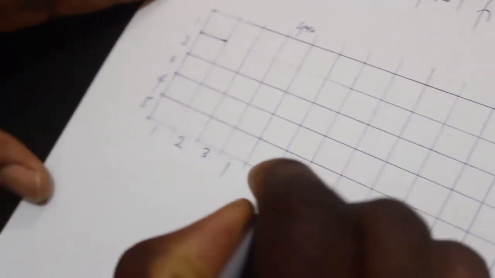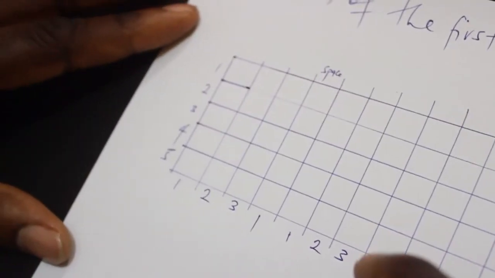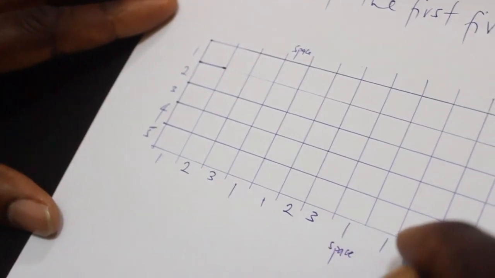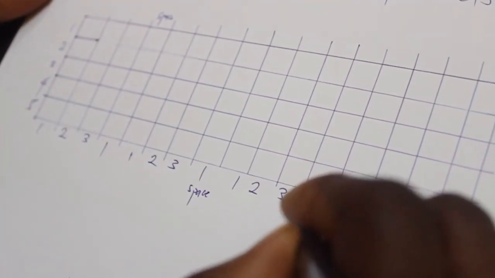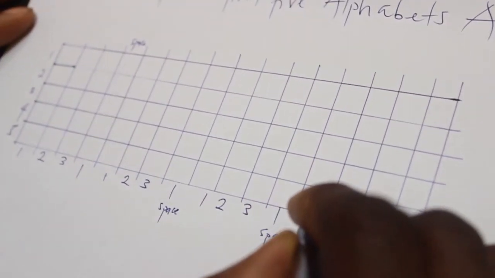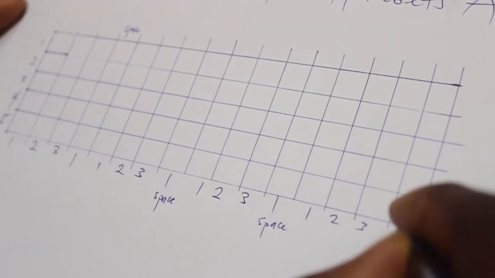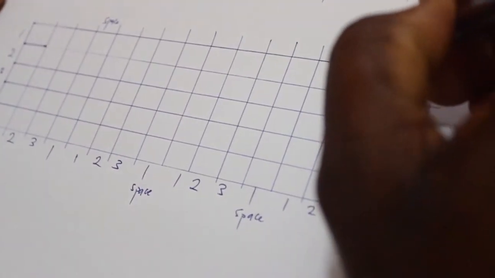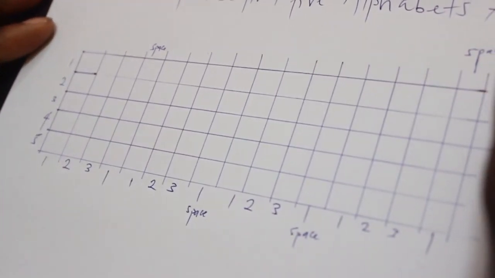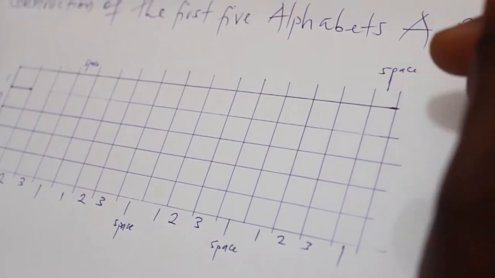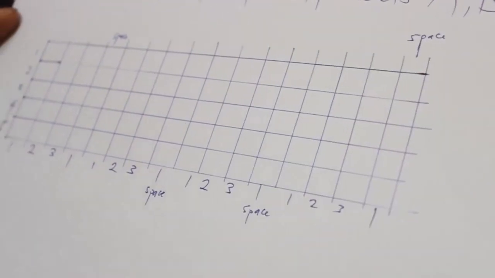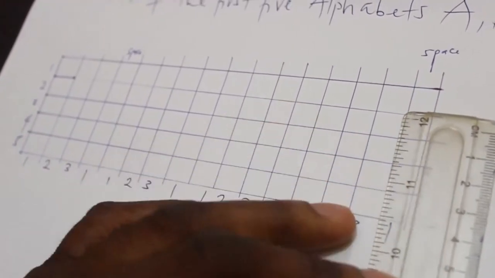So I'll move on to the second alphabet. This will be a space. I'll move on to the third alphabet. This one again will be a space. I'll move on to the fourth one. Again, this will be a space. I've told you that the process of observing intervals or gaps in between letters during construction is known as what? Spacing. So note that.